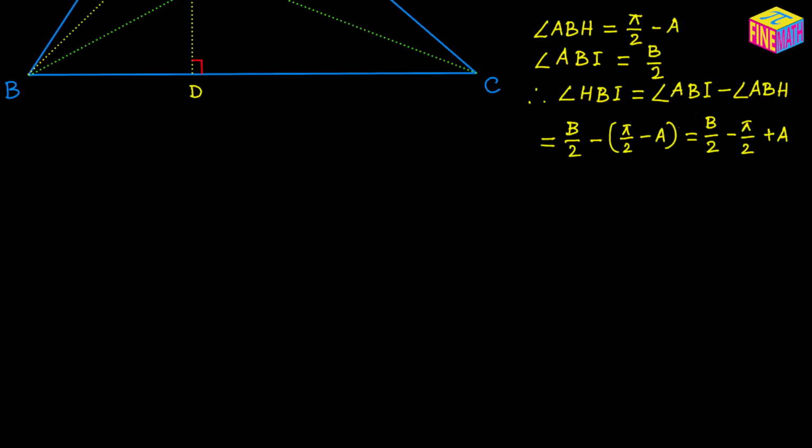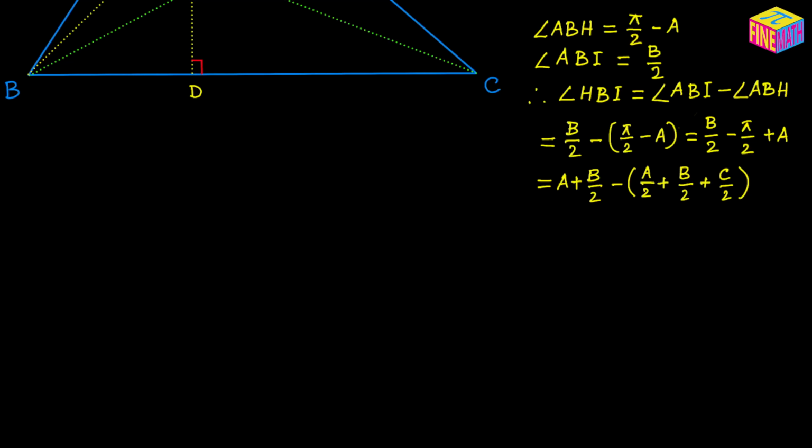Now in place of pi over 2, I am going to write A over 2 plus B over 2 plus C over 2. Because we know that for a triangle, the sum of the interior angles is equal to 180 degree or pi radian, and half of that would be 90 degree or pi over 2. So we can say pi over 2 is essentially equal to half of A plus half of B plus half of C. And that's exactly what I have done.